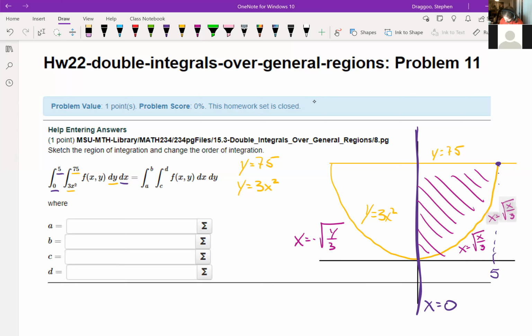Maybe I'll move that into a more prominent position. Right, so negative square root is the part on the left, positive square root is the part on the right, but again, we don't want the part on the left. We just want to go from x equals 0 out to x equals square root of y over 3. X equals the square root of y over 3, with our lower bound for x being 0. And then our y bounds, minimum value is 0, maximum value is 75.